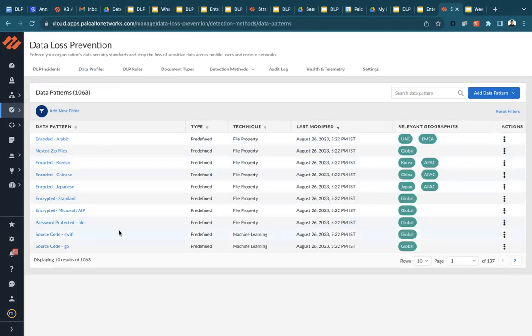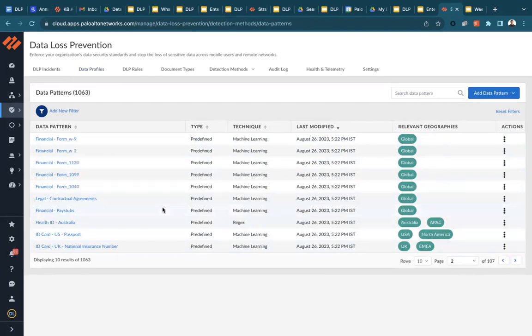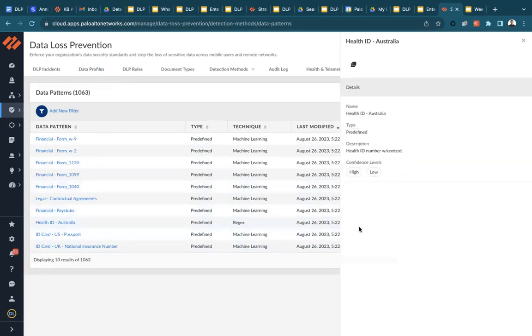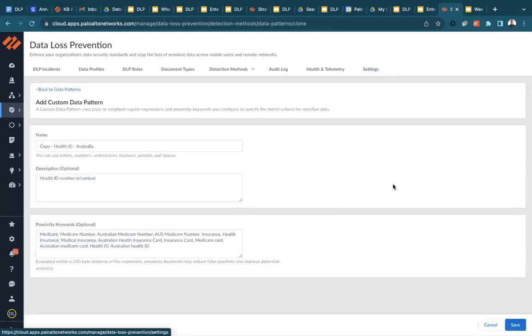Like, let's just say we take, for example, some of our regular expression-based patterns that are predefined. Like, for example, in this case, health ID of Australia. It talks about a little bit of context. It tries to help you with information of what it has. And then let's say we do a clone.